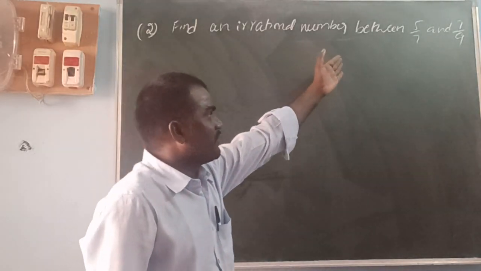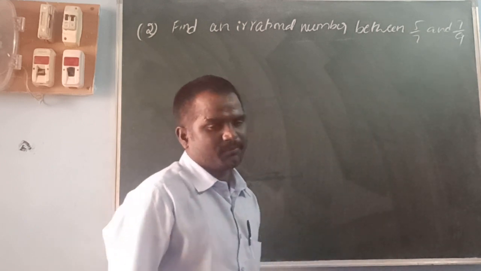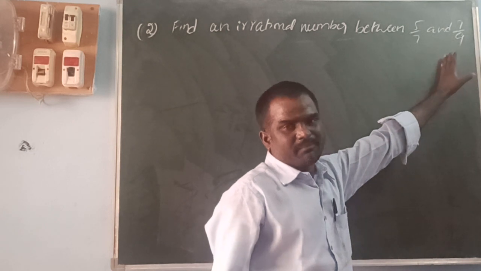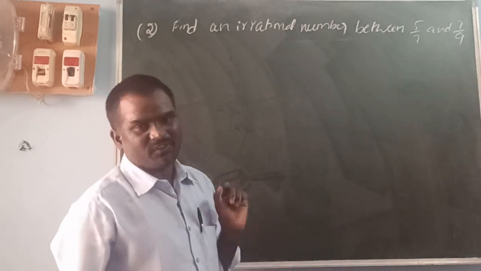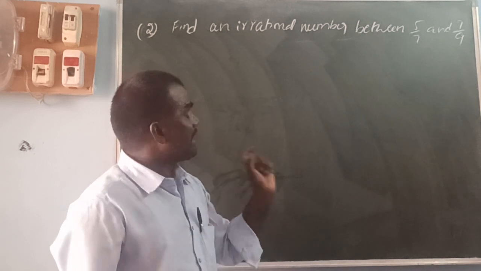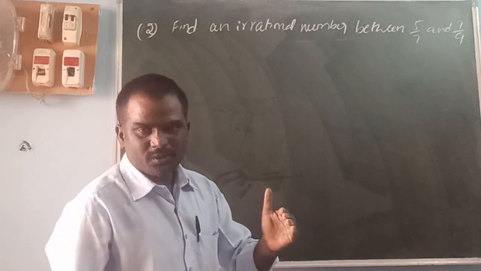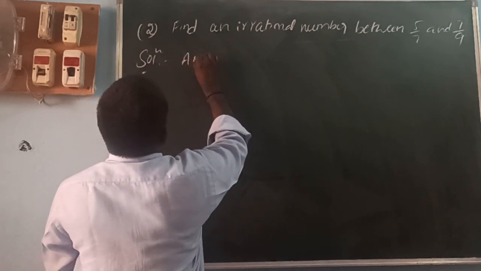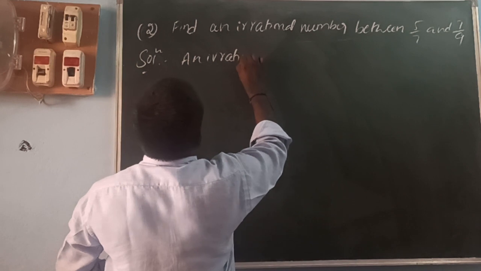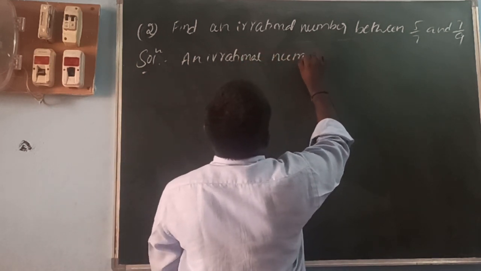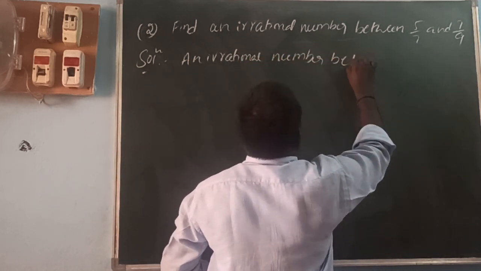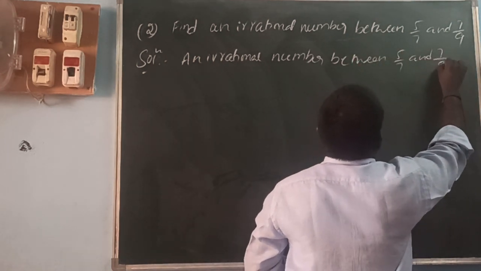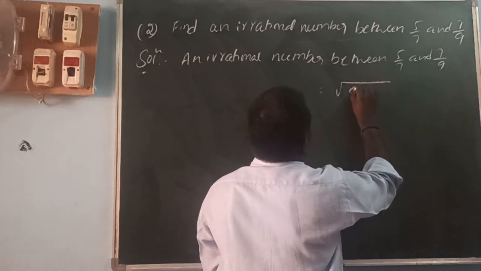Find an irrational number between 5 by 7 and 7 by 9. Here they are asking for an irrational number between these two rational numbers. How can we find it? There is one formula: an irrational number between a and b is the square root of a into b. So an irrational number between 5 by 7 and 7 by 9 is the square root of a into b.